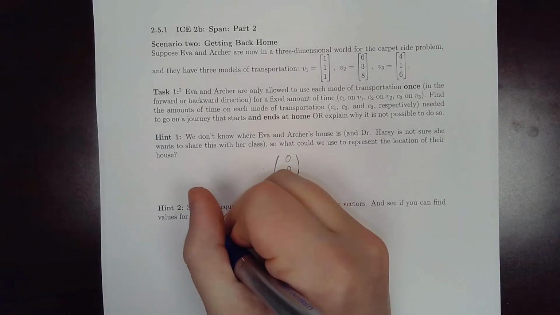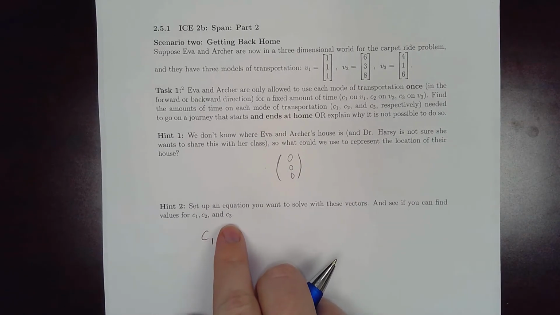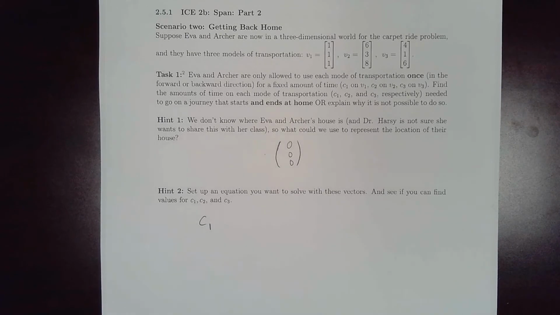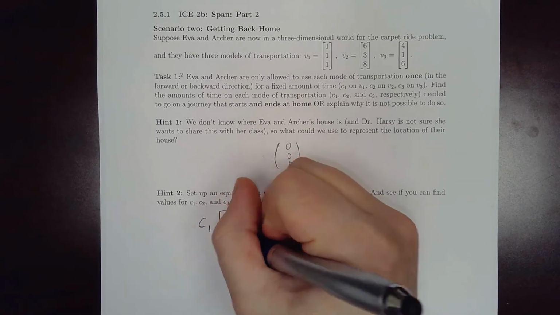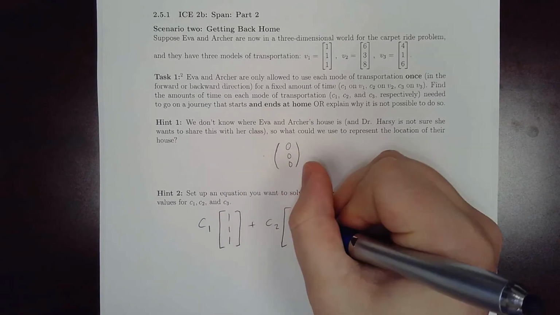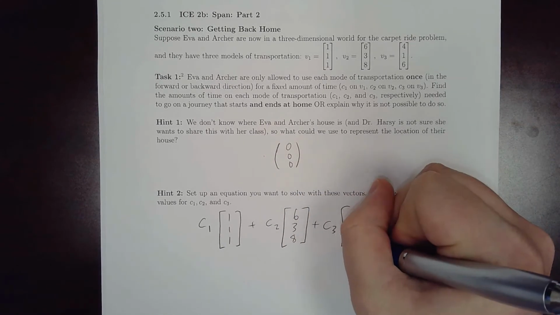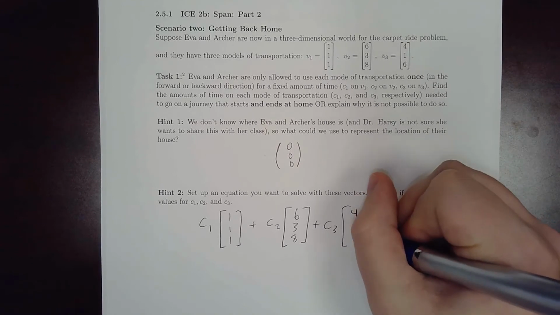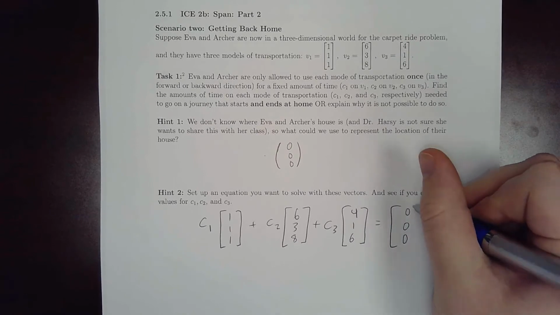So we'll use C1, C2, and C3 now instead of using alpha 1, alpha 2, and alpha 3, just to help drive home that we don't really need to use alphas. We could use anything as long as it's carefully chosen. So C1 times 1, 1, 1 plus C2 times 6, 3, 8 plus C3 times 4, 1, 6 is something we want to set equal to 0, 0, 0.